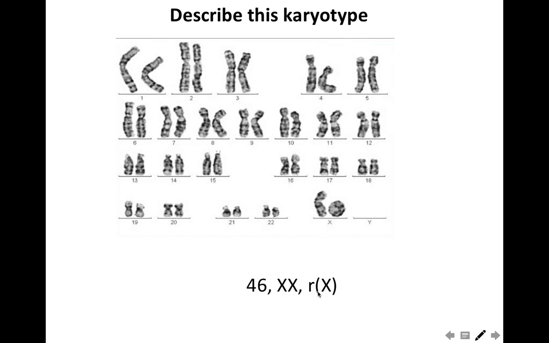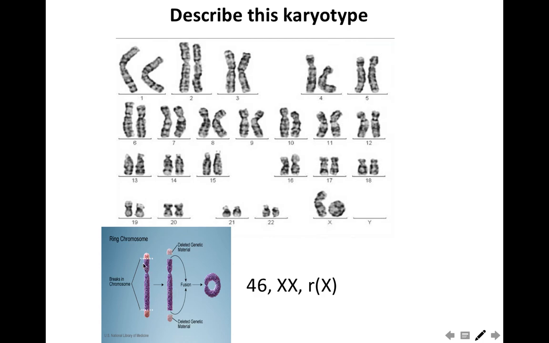Okay, so what happened here is that was a broken end from the P arm and a break in the Q arm, and the two ends fused together to form a ring. Okay?